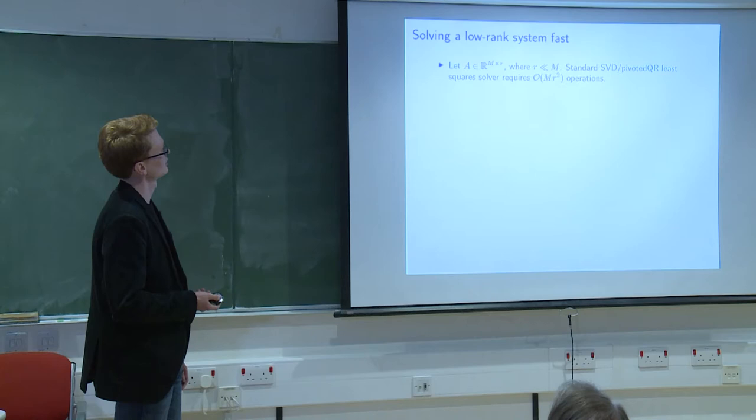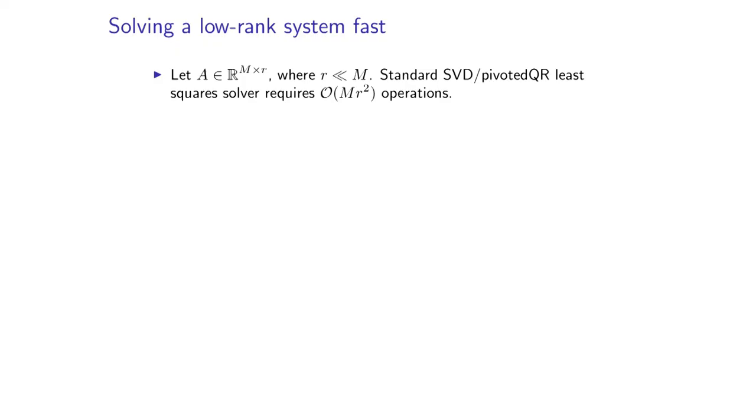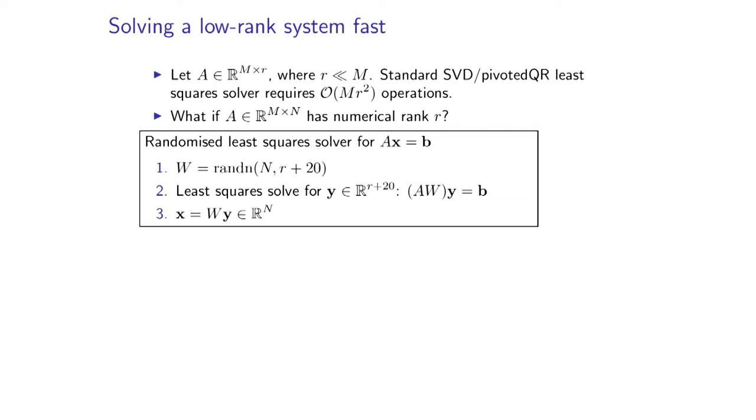Okay, just an aside, solving a low-rank system fast. If you have an extremely skinny matrix and you want to do a least squares solve, you can do that in order m r squared operations. But we don't have a skinny matrix, we have an m by n matrix. But suppose it is low rank, or numerically low rank. What can we do then? Well, you could take a random matrix W with an extra 20 columns and solve A times that random matrix, which is a skinny matrix, and then just multiply the end result by W.